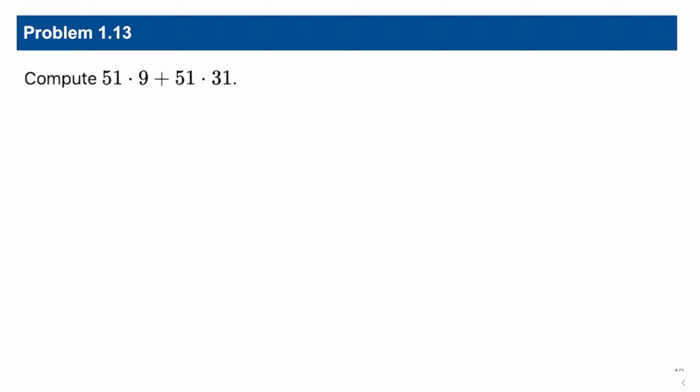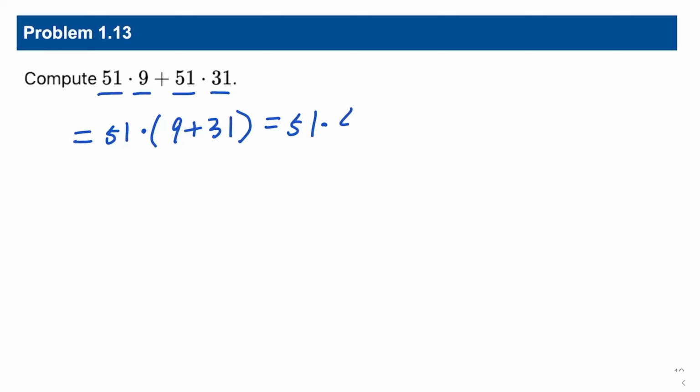Now compute 51 times 9 plus 51 times 31. You can just think of it as 9 boxes of cookies plus 31 boxes of cookies. Every box has 51 cookies. So 9 copies of 51 plus 31 copies of 51. In total, that is 40 copies of 51. So this is 2040.